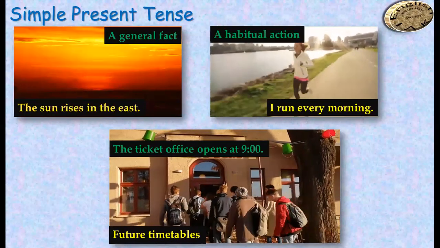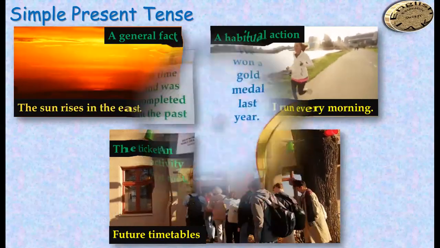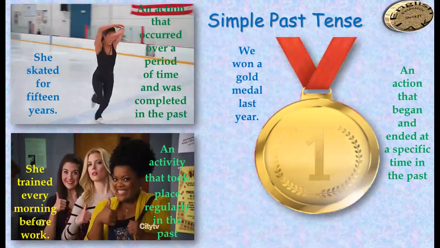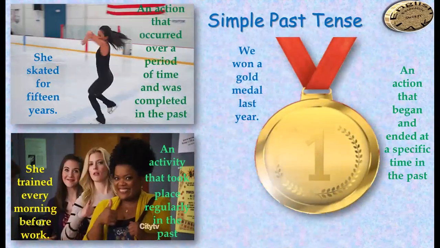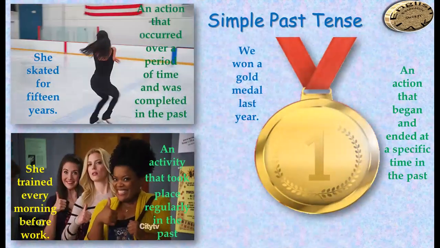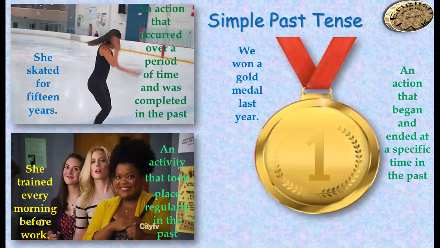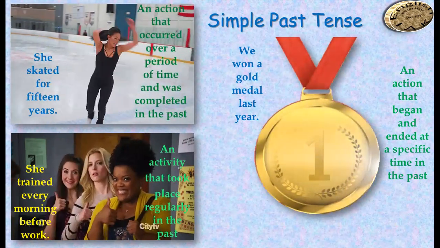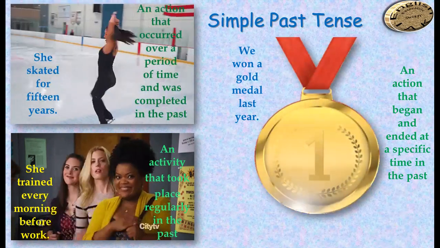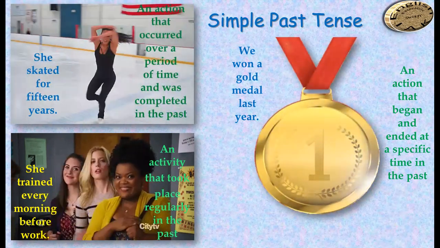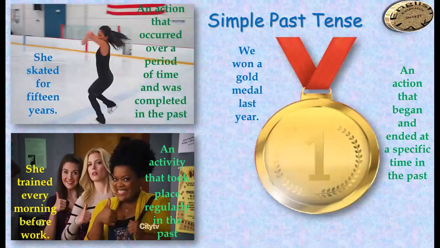So we move on to the next slide, which is about simple past tense. So here we go. An action that occurred over a period of time and was completed in the past. She skated for 15 years. That means she doesn't skate anymore.